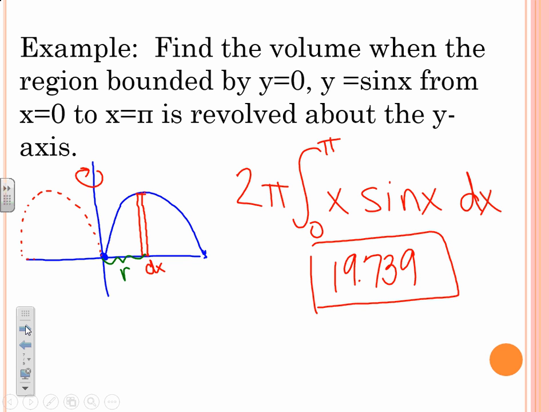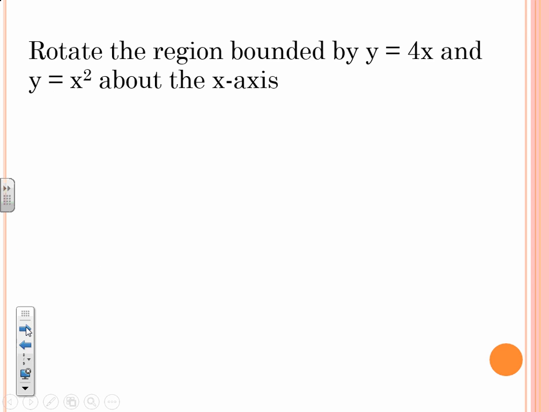Okay, so before I move on from this, this gave us a way to do this problem. Without the shell method, we would not have been able to do this with the disc or washer method. So there's going to be some problems where you can only use one or the other. There's going to be some problems where I'll tell you what to do. There's going to be some problems where you have the freedom to decide. Okay? Let's do this one.